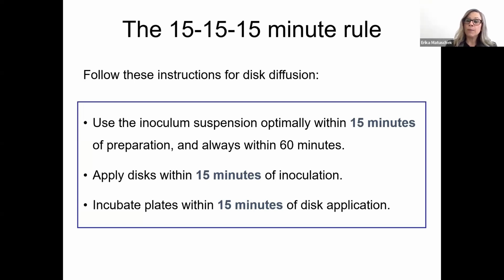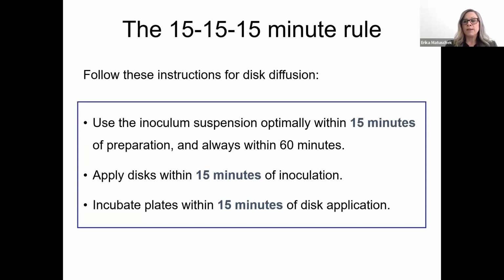But after making the inoculum suspension, use it within 15 minutes, meaning you're inoculating your plates. Then after an additional 15 minutes, you should apply the discs, at most 15 minutes in between, and then incubate the plate within 15 minutes of disc application. There is no problem doing this faster than the 15 minutes. That's the maximum number between the different steps.